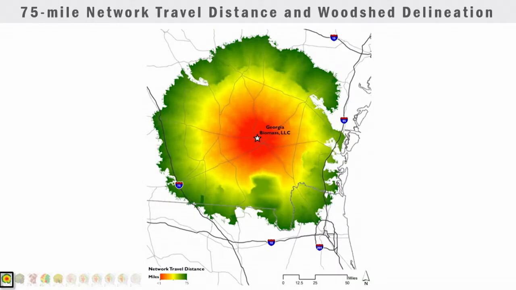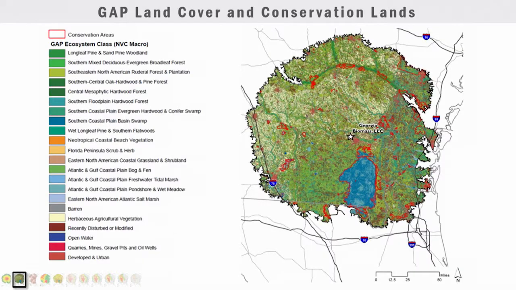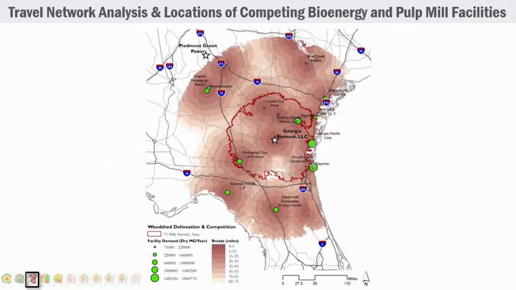The first map we created is a 75-mile network travel distance, and this map actually delineated the woodshed that we're going to look at for each facility. So basically, this is our boundaries. We have our gap land cover overlaid with conservation lands. We have our travel network analysis and locations of competing bioenergy facilities and pulp mill facilities.